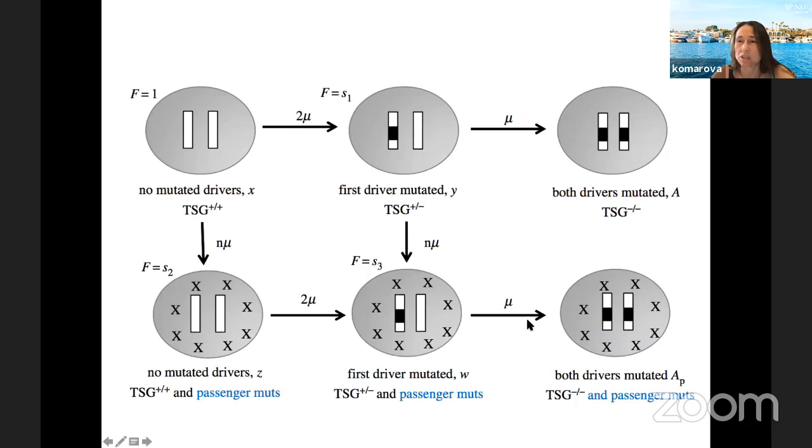And again, in these cells that are affected by passenger mutations, you have to go through both steps, inactivate the first and the second copy of the tumor suppressor gene. So in this hypothetical framework, we pretend that it's possible to go without passenger mutations. We already know that they happen, actually, so this is impossible. But let's theoretically compare a pathway that doesn't involve passenger mutations with a pathway that does, and calculate the speed of evolution. And it turns out that this way is faster, even though it looks like a circumvent way.